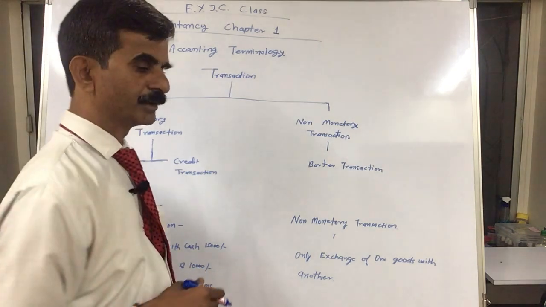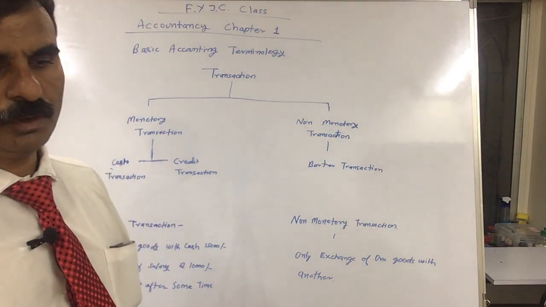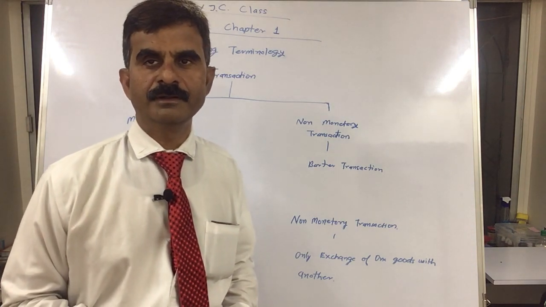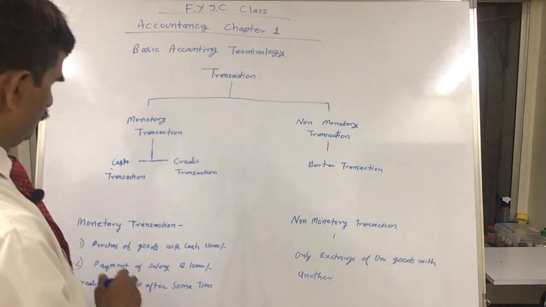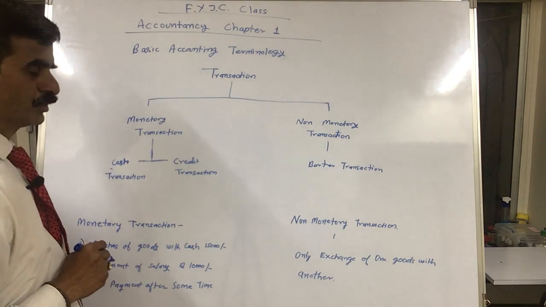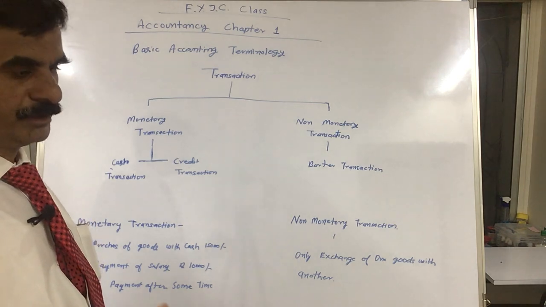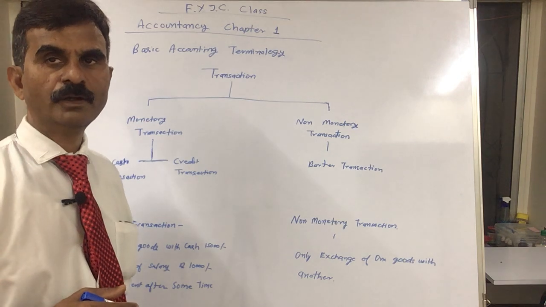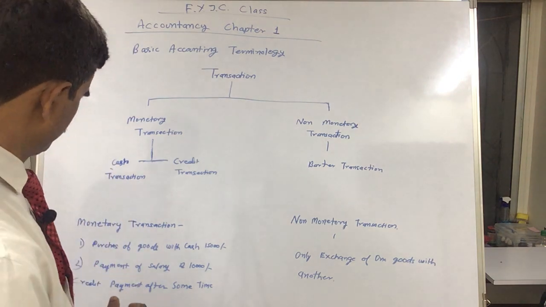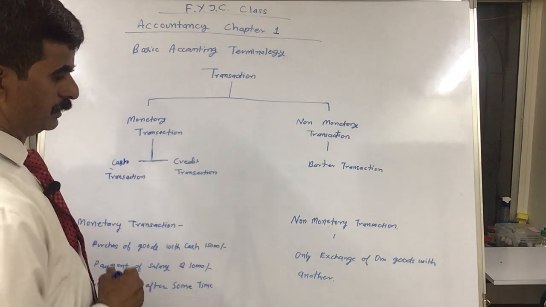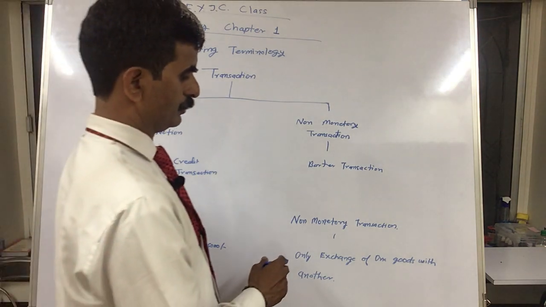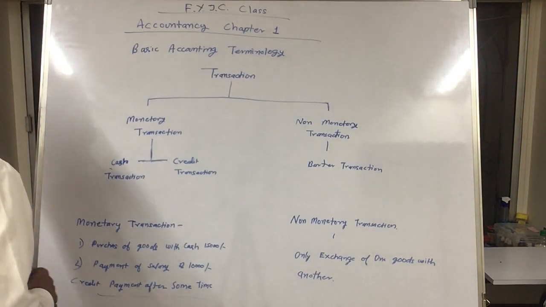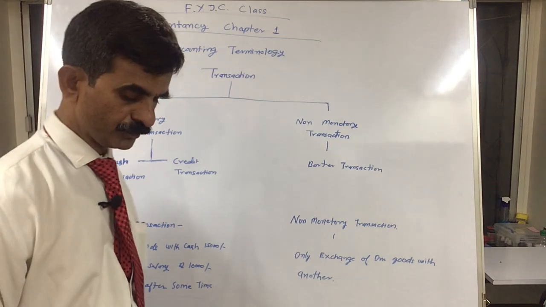Suppose you buy books of ₹1000 in cash, that is called a cash transaction. And if you buy the same books of ₹1000 on credit, meaning you will pay the amount later on, that is called a credit transaction. So understand the nature of transaction. And in a non-monetary transaction, no cash is involved, only an exchange of goods.